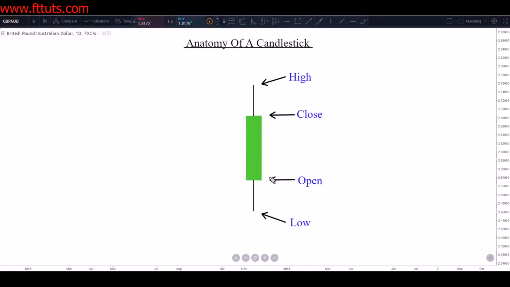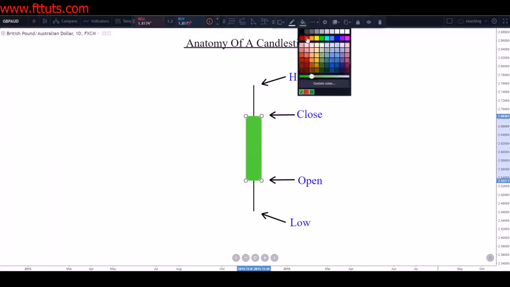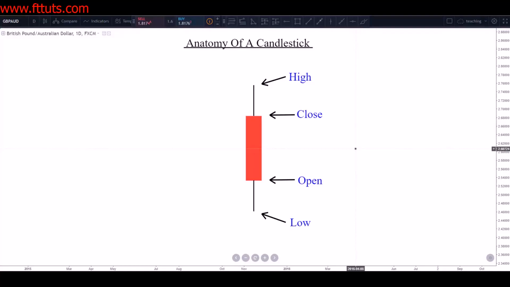And the next example we're going to take a look at is a bearish candle, normally represented by a red body. We'll go ahead and change this to red now. And the difference between these two candles is very minute. The only thing that's going to change is here where we have our close. We're going to bring it down to the open. Here we have our open. We're bringing it up to the close.